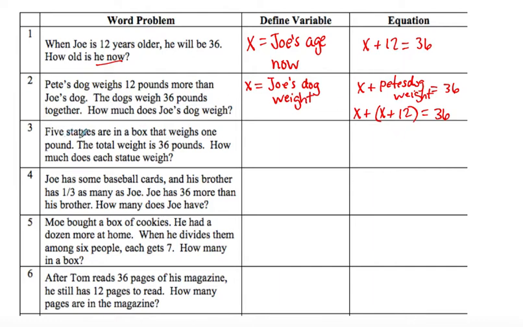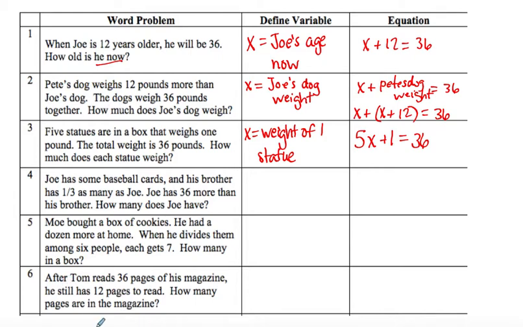All right, number 3, 5 statues are in a box that weighs 1 pound. The total weight is 36 pounds. How much does each statue weigh? So what you don't know here is the weight of one statue, but you do know the box is 1 pound. So if I had 5 statues, 5 times the amount of one statue plus 1 would be the total amount of the whole box. The total weight is 36.